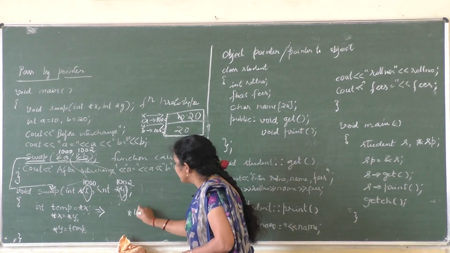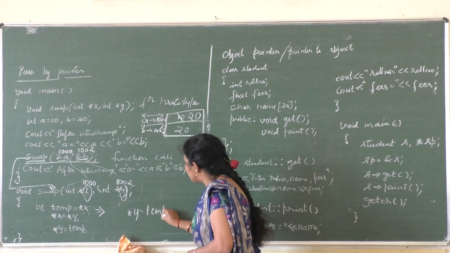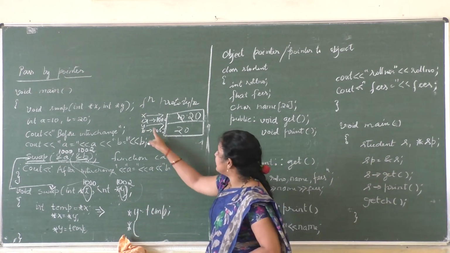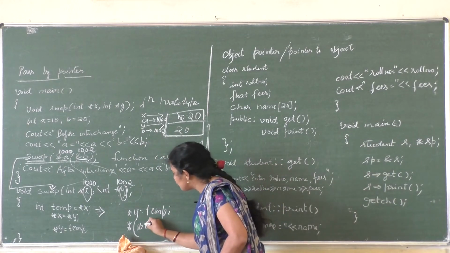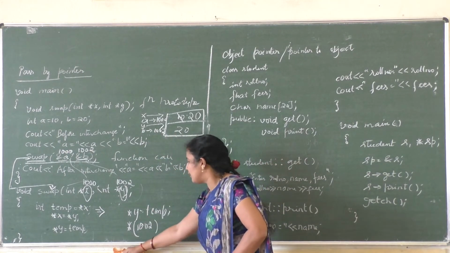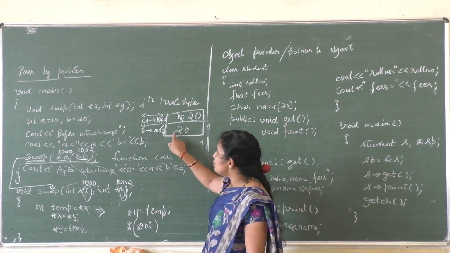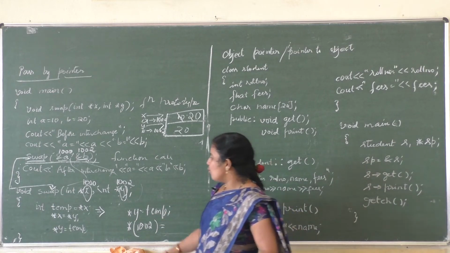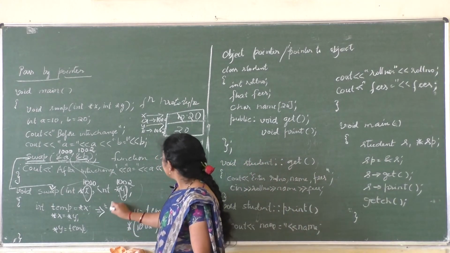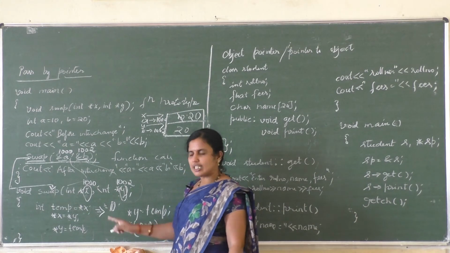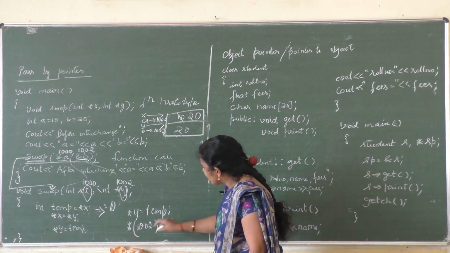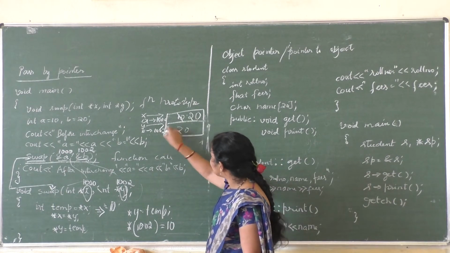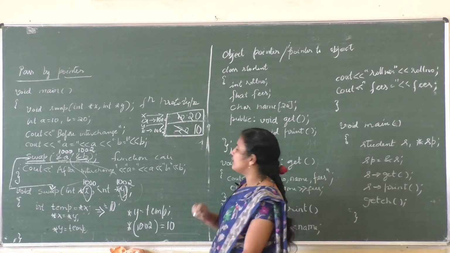Star y is equal to temp means what? The value stored in y. Y means how much? That is 1002. The value stored in 1002 memory location must be equal to the temp value. What is the temp value we have considered? That is 10. Okay, the temp value we have considered is 10. So star of 1002, the value stored in 1002, must be equal to 10.